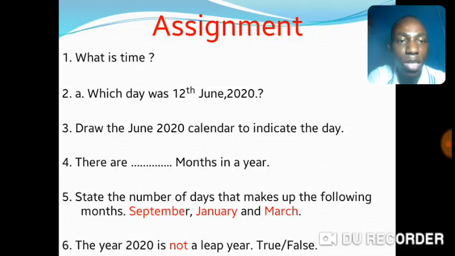Question number 6. The year 2020 is not a leap year. I repeat again. Do that with me. The year 2020 is not a leap year. You are to answer true or false for this question. And so therefore, if your answer is true, you just circle or underline the true. If your answer is false, then you have to circle or underline the false. You are not to choose all the answers or both answers, but you have to choose only one.